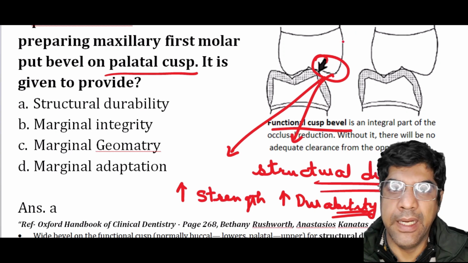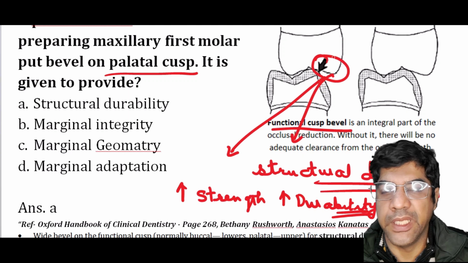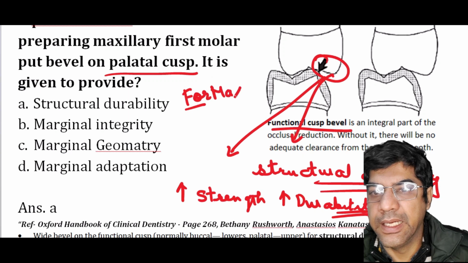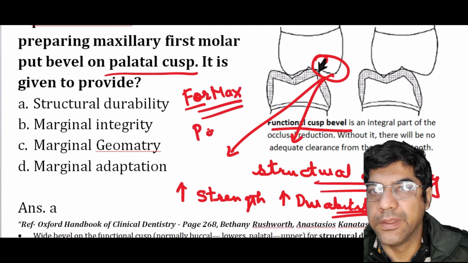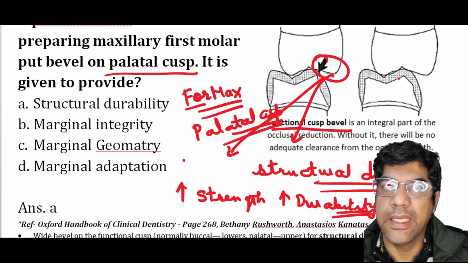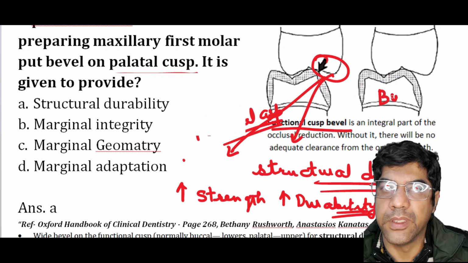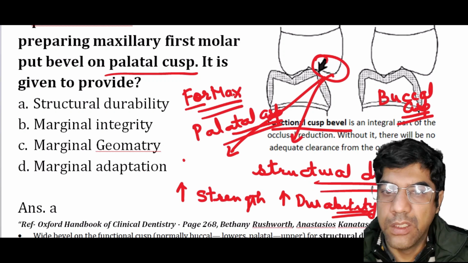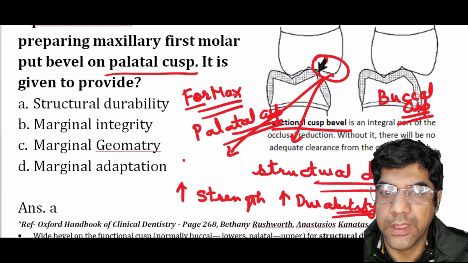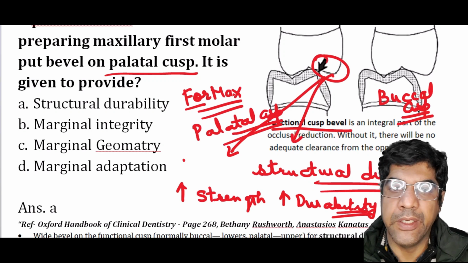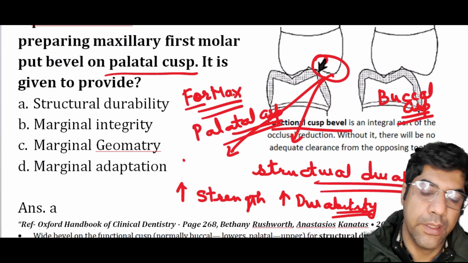So remember, the bevel is applied to the functional cusp of the posterior teeth. For maxillary teeth, it is given on the palatal cusp, while for the mandibular teeth, it is placed on the buccal cusp. This bevel helps in conserving more natural tooth structure during the crown preparation. It minimizes the risk of interference between the crown and opposing teeth during biting and chewing.